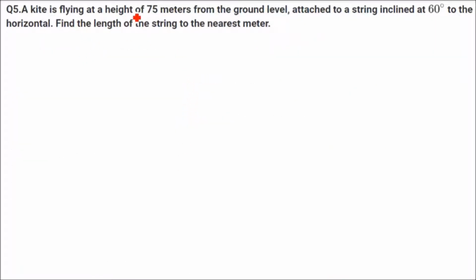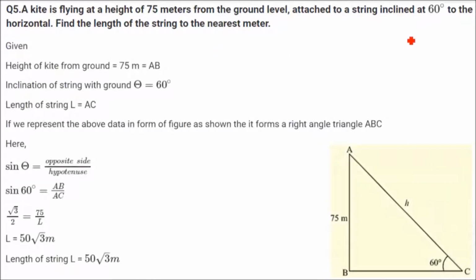A kite is flying at a height of 75 meters from the ground level, attached to a string inclined at 60 degrees to the horizontal. Find the length of the string to the nearest meter. So here there is a kite. Now this kite is flying at a height of 75 meters. So from here to here it is 75 meters, from this point to this point.